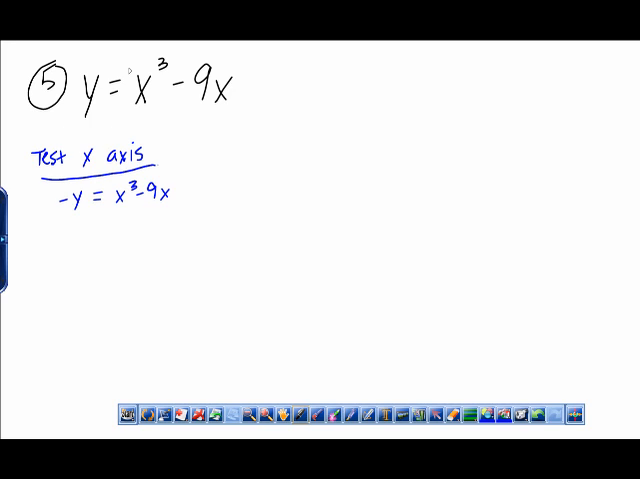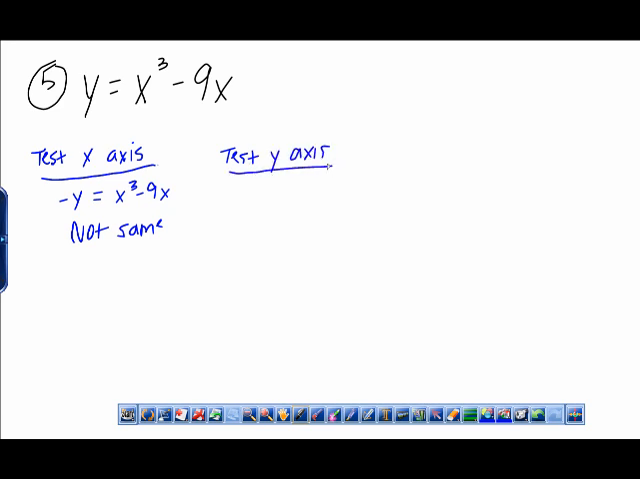No, there's no way to do that. Now, if this y had been squared for some reason, that would give me a really weird not-function, but if that y had been squared, then that negative would have been irrelevant, and that would have been an unchanged graph or equivalent equation. But this is not the same. So there is no symmetry with respect to the x-axis. All right, let's test the y-axis.